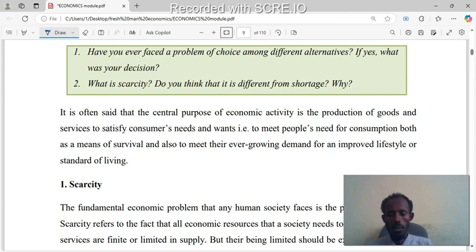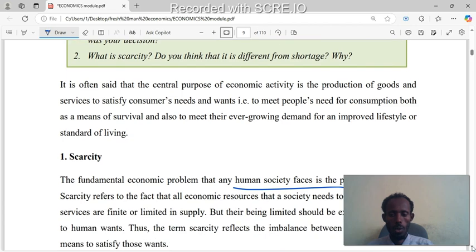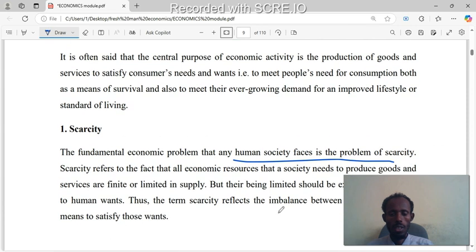Scarcity is the fundamental economic problem that any human society faces. Scarcity refers to the fact that all economic resources that society needs to produce goods and services are finite or limited in supply. So scarcity reflects the imbalance between our wants and the means to satisfy those wants.